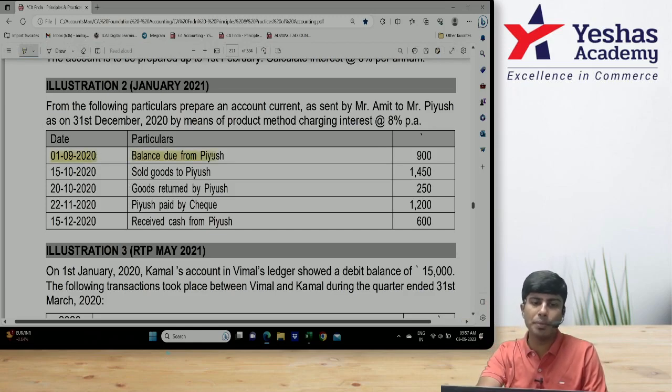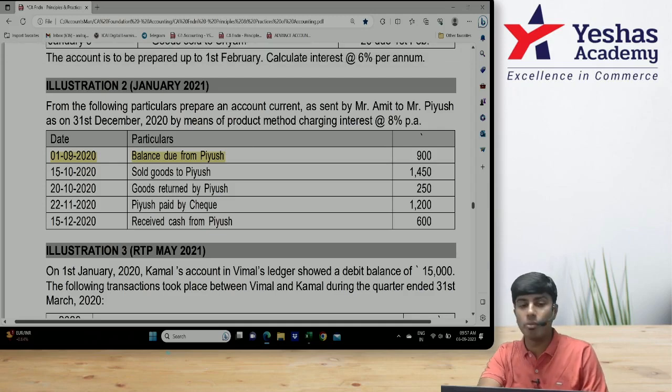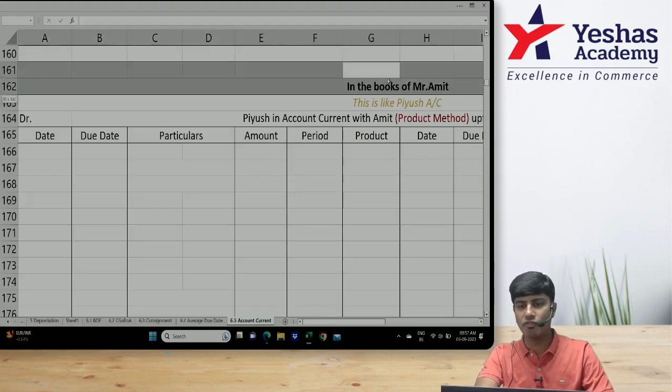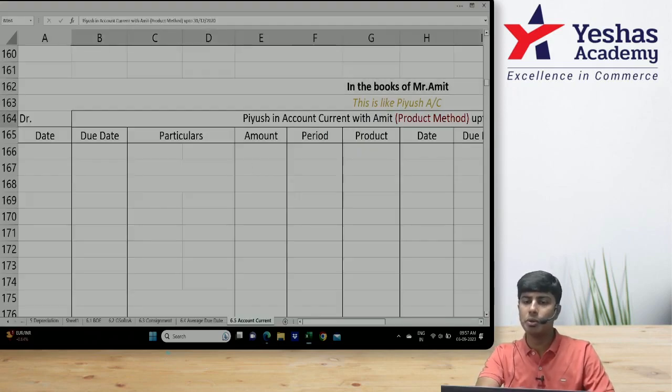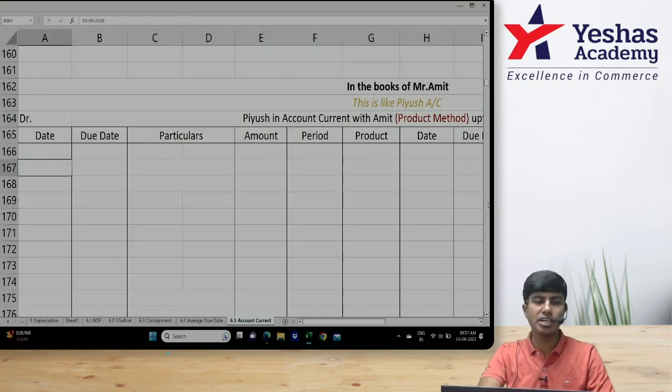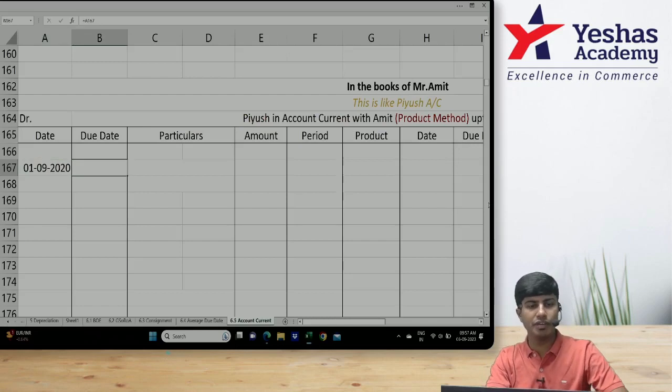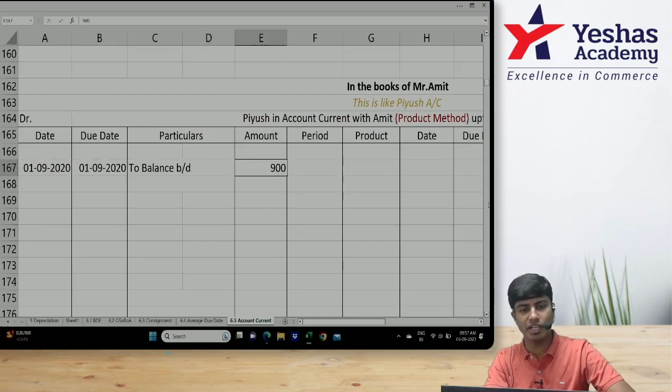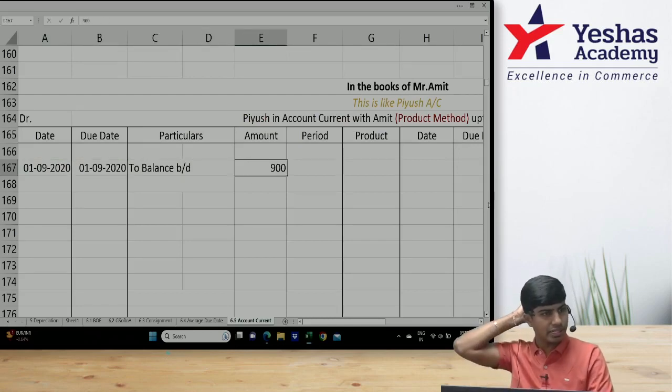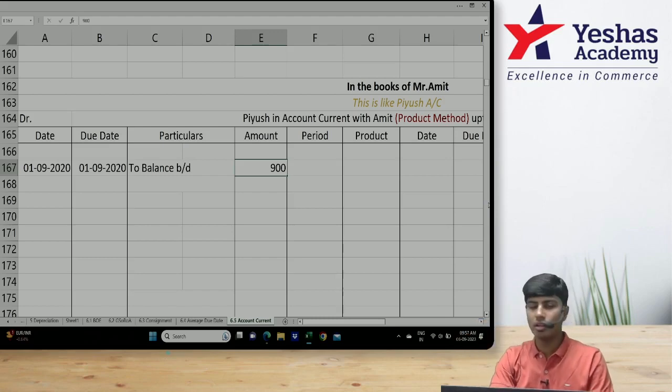Balance due from Piyush. So for us, is it receivable or payable? Receivable. If it is receivable, is it a debit balance or credit balance? Debit balance. I'll write on the debit side. In the books of Amit, this is Piyush's account, Piyush in account current with Amit. What is the date of transaction? 1st of September 2020. Balance brought down 900.